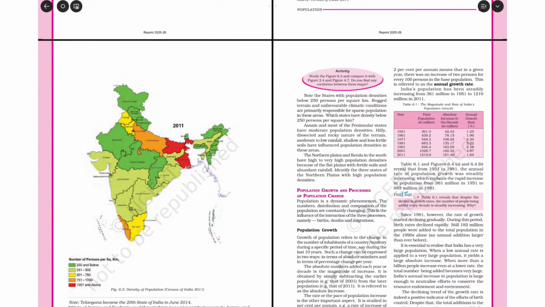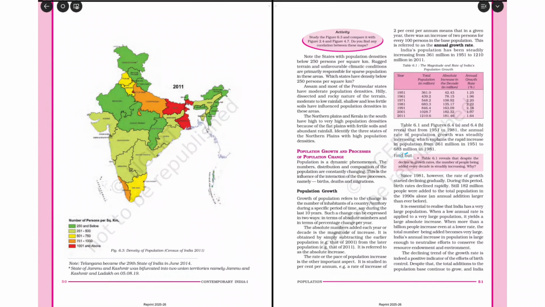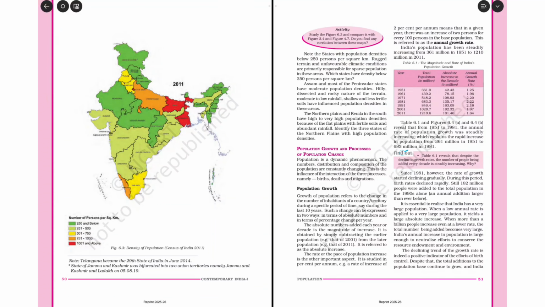Assam and most of the peninsular states have moderate population densities. Hilly, dissected and rocky nature of the terrain, moderate to low rainfall, shallow and less fertile soils have influenced population densities in these areas. The northern plains and Kerala and the south have high to very high population densities because of the flat plains with fertile soils and abundant rainfall. Identify the 3 states of the northern plains with high population densities.